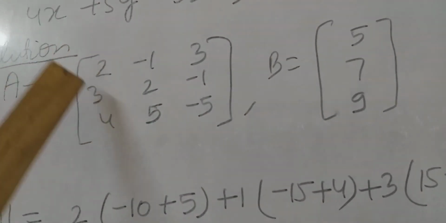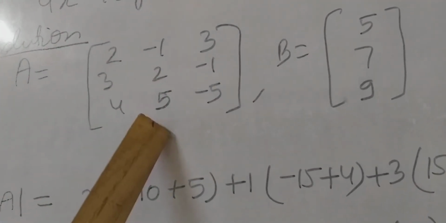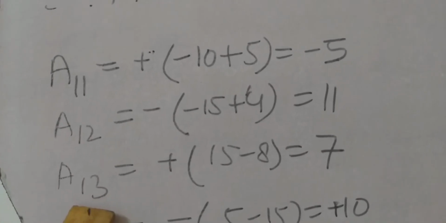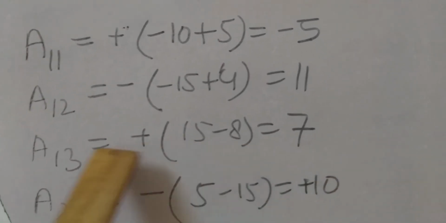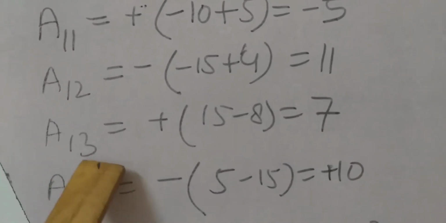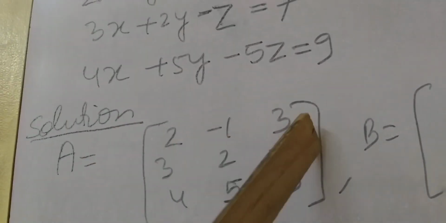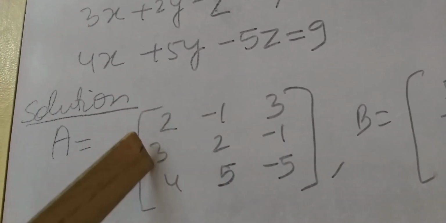Now students, its cofactor A13. Column and row deleted, left values are 3, 4, 2, 5. So 3 times 5 is 15 minus 8. So A13 is 15 minus 8. The sum of 1 and 3 is even, that's why we have to put a plus sign. The answer is 7. Now the cofactor of the second row, students, A21.